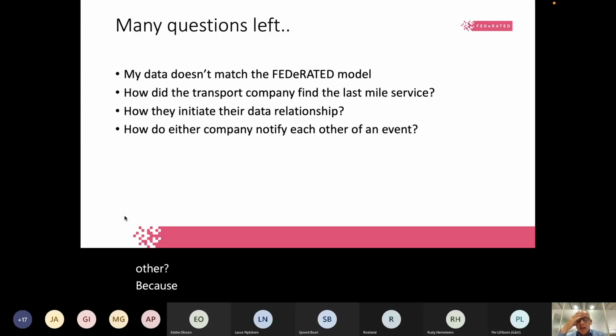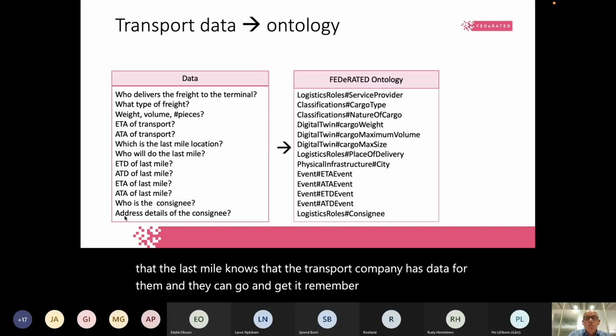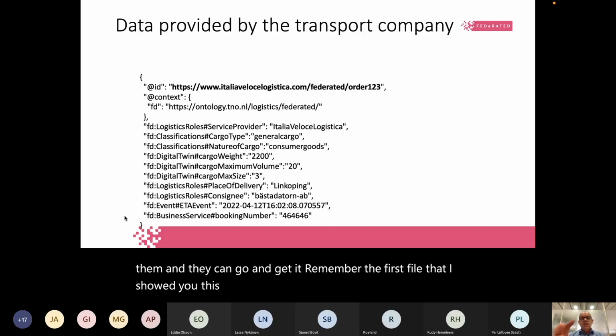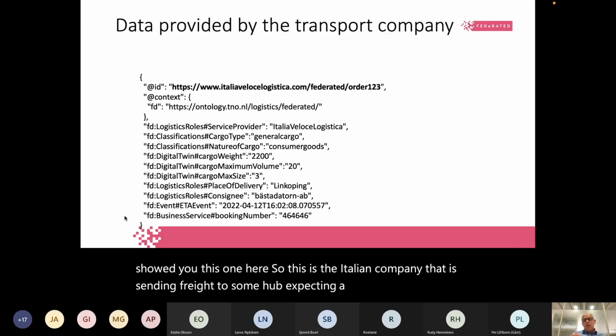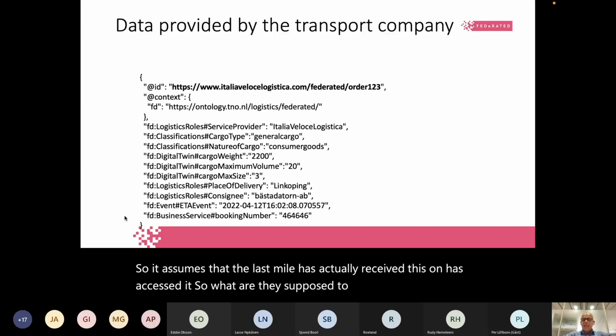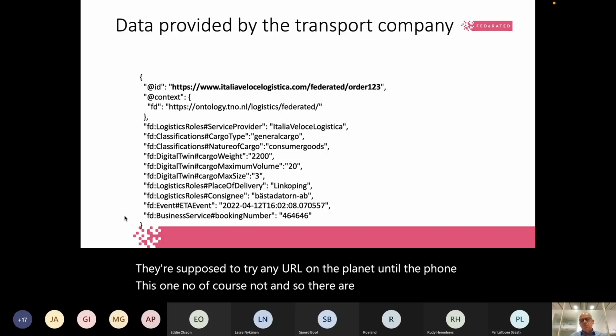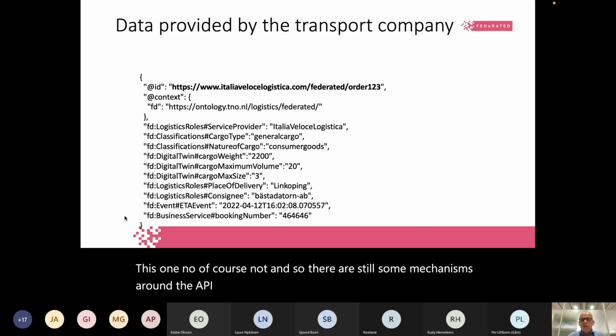Because the model that we're presenting here has the assumption that the last mile knows that the transport company has data for them and they can go and get it. Remember the first file that I showed you? This one here. So this is the Italian company that is sending freight to some hub, expecting a last mile to pick it up. So it assumes that the last mile has actually received this somehow, has accessed it. So what are they supposed to do? Are they supposed to try any URL on the planet until they find this one? No, of course not. And so there are still some mechanisms around the API that aren't covered here.